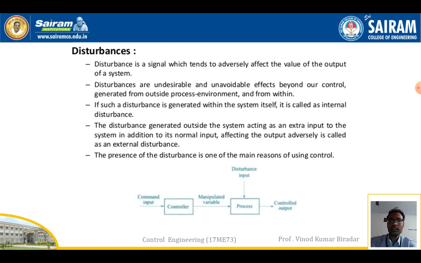Next one is the definition of disturbance. Normally in a control system, many components affect the given process. Disturbance is a signal which tends to adversely affect the value of the output of a system. Disturbances are undesirable and unavoidable effects beyond our control, generated from outside the process or environment, and from within. Disturbance will collapse the given system.